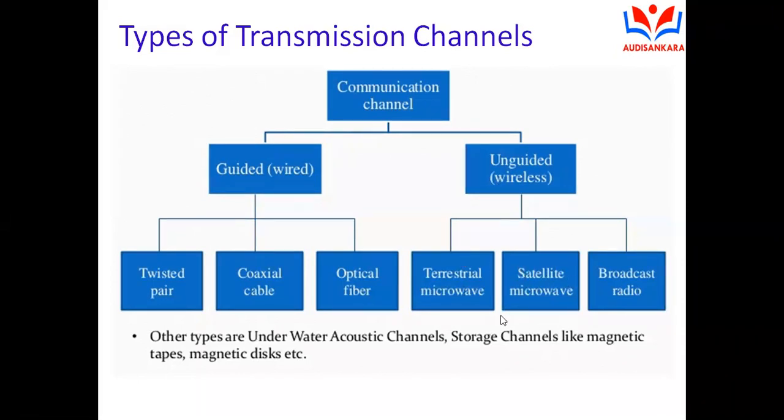Satellite means the information goes from earth to sky. There is no physical connection. Broadcast radio means we receive the signal on our mobile system from a broadcasting station. In our mobile system we have the FM radio, and in that FM radio there is no physical connection between the broadcasting station and our mobile system.